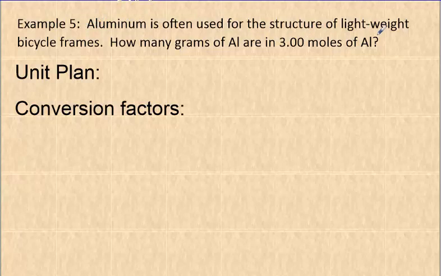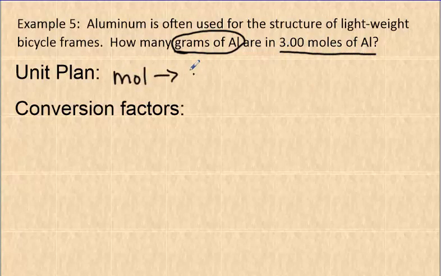Aluminum is often used for the structure of lightweight bicycle frames. How many grams of aluminum are in 3 moles of aluminum? So our unit plan, we start with moles. We're going to grams. So anytime I see moles to grams, I know that my conversion factor is going to be my molar mass. I have to actually find what that molar mass is. So don't just write the MM there. You have to actually look at your periodic table and find it.